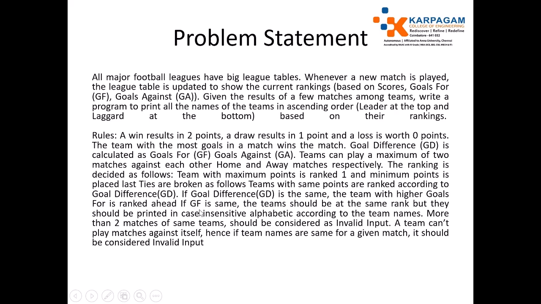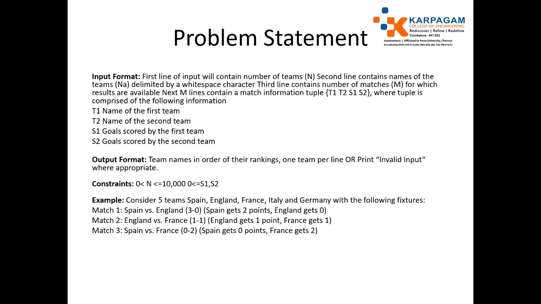If goals for is the same, the teams should be at the same rank, but they should be printed in case insensitive alphabetic order according to the team names. More than 2 matches of the same teams should be considered as invalid input. A team cannot play matches against itself. Hence, if team names are the same for a given match, it should be considered as invalid input. Just print invalid input. Okay.